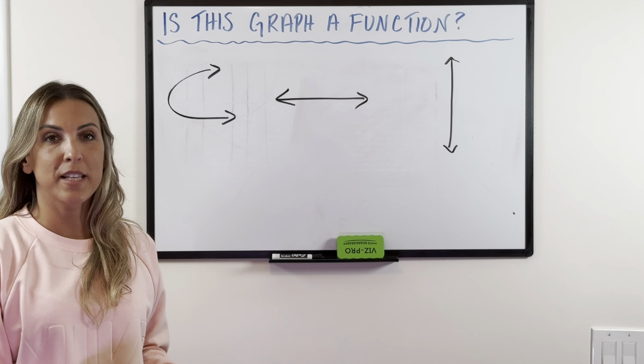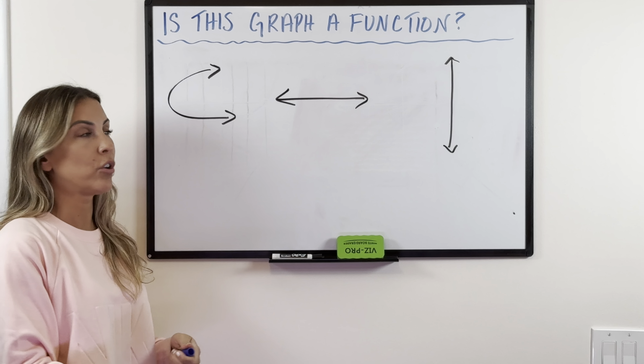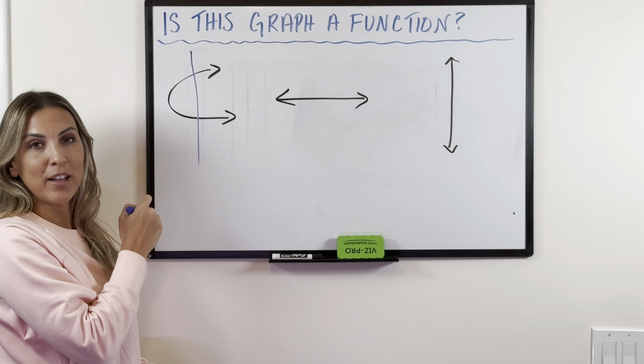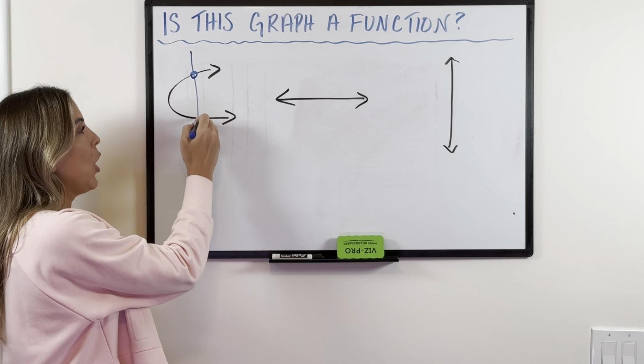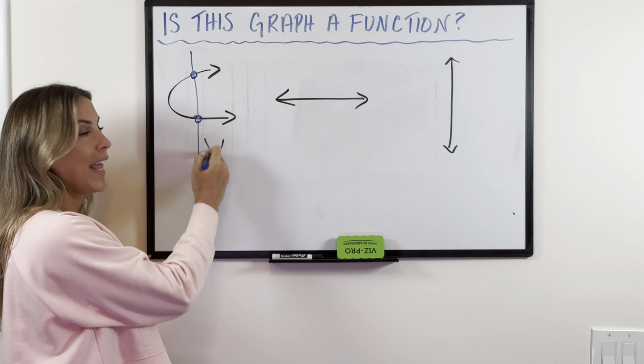All right, here are 3 more examples. My first picture: is this relation a function? Let's go ahead and do that vertical line test. As soon as I draw a vertical line, what do I notice? It hits my picture once, twice. So because it hits more than once, not a function.